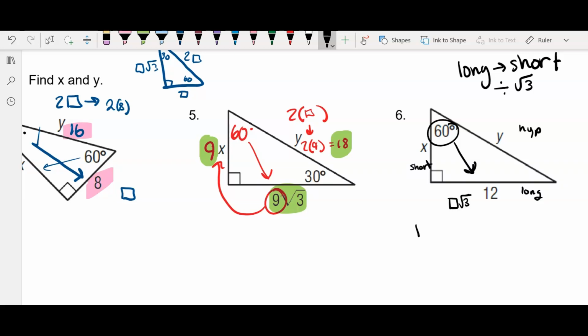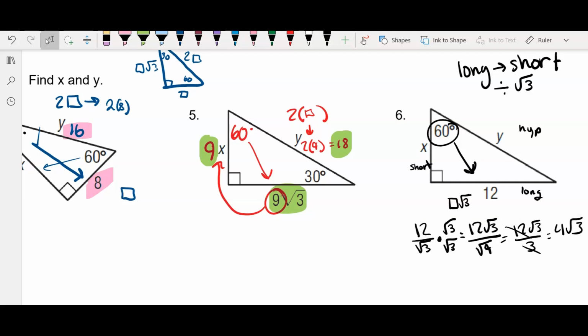So the square root 12 divided by the square root of 3 equals, actually, we're going to multiply by the square root of 3 to rationalize that. And then we're going to get 12 root 3 over the square root of 9. This reduces, so we're going to get 4 root 3. So then here is going to be 4 square root 3. We're going to do 2 times 4 square root 3 to get our hypotenuse, which will just be 8 root 3. Okay.